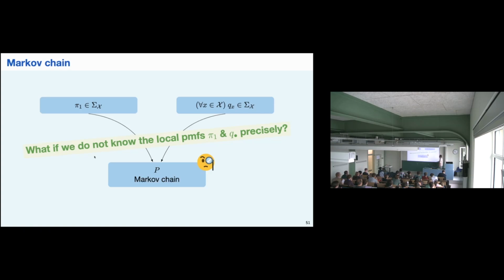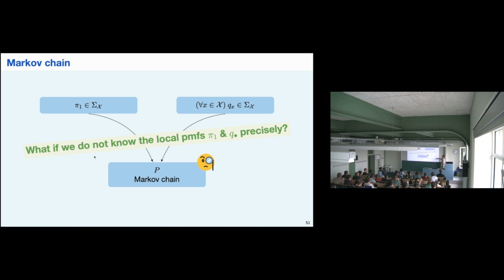So I'm going to ask myself, what if we do not know these local models exactly or precisely? Okay, what if I do not know them exactly? What can we do? We could go immediately to upper and lower expectations, yes. That's a very possible route.